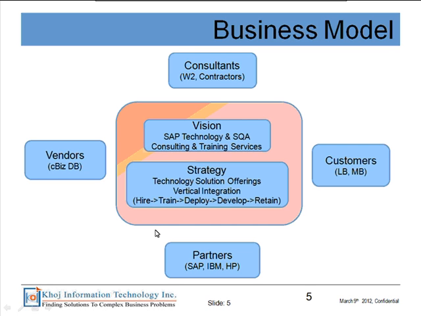Partnerships we talked about, those are key. Those are the underpinning of what we do: SAP, AWS, IBM, HP, and then customers, large businesses and medium businesses. That's where SAP's focus has been in the past on large businesses, and more recently on medium-sized businesses, and that's where we focus as well.